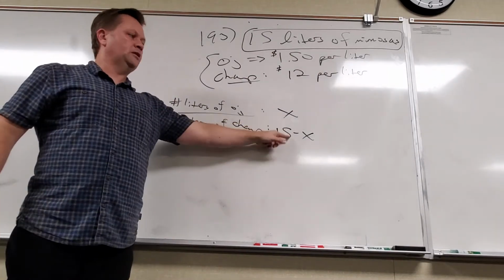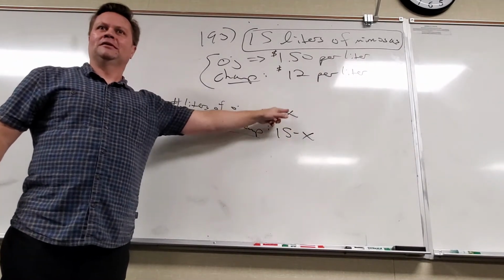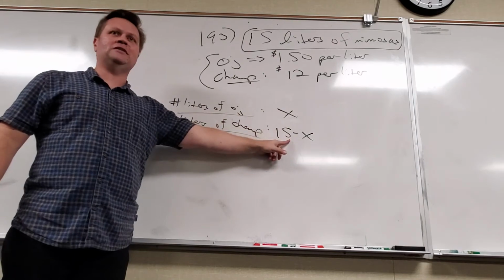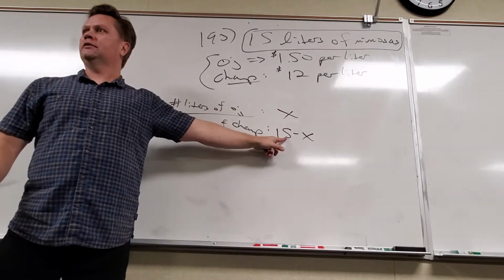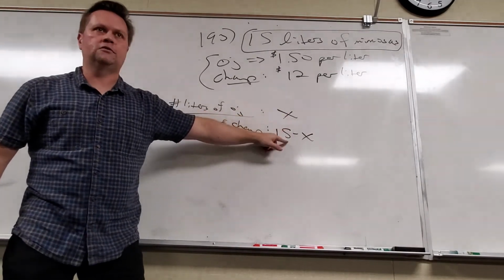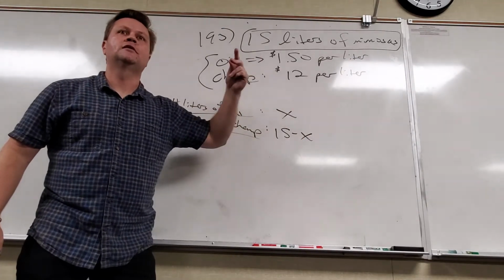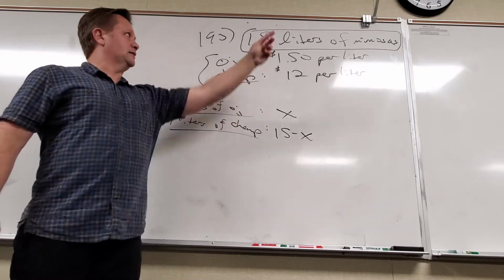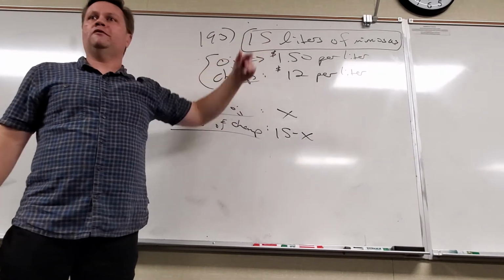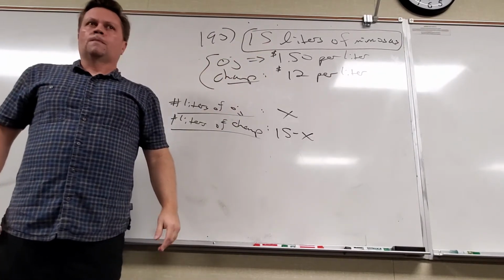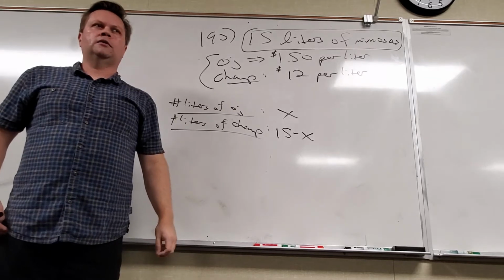What do these add up to be? X plus 15 minus X? 15, right? If you add these, you get X plus 15 minus X is 15. And that's exactly what it's supposed to be, right? It's supposed to be a total of 15. Okay, maybe.